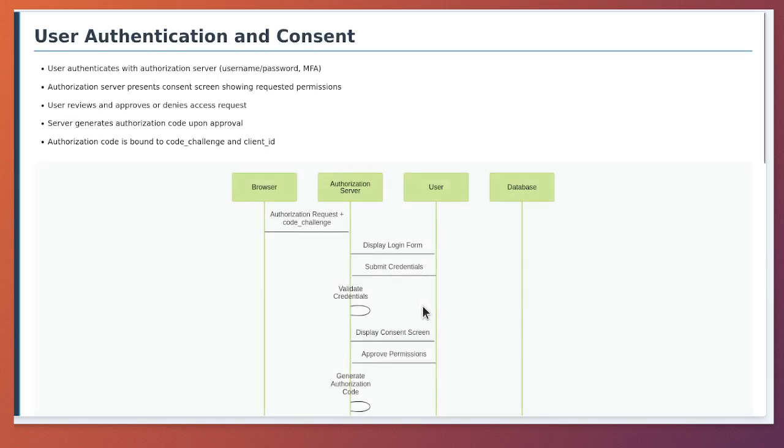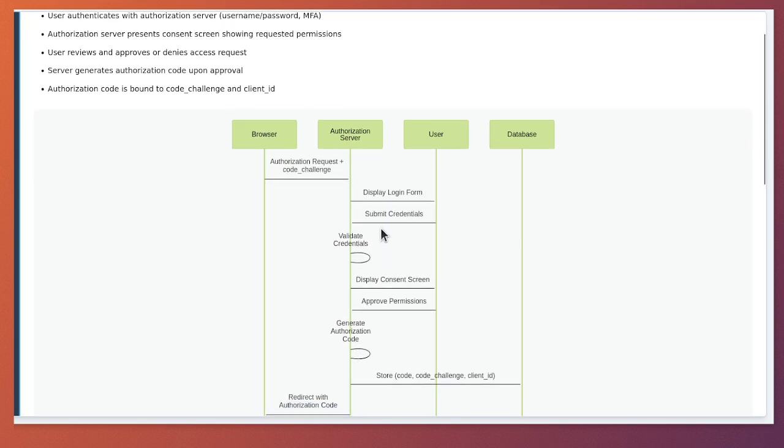User authentication and consent. After the client redirects the user to the authorization server, the user enters the authentication and consent phase. This is where the user directly interacts with the authorization server to prove their identity and grant permissions to the client application. Let us examine what happens during this critical phase. When the user's browser lands on the authorization server, the first thing that happens is authentication. The authorization server needs to verify that the user is who they claim to be.